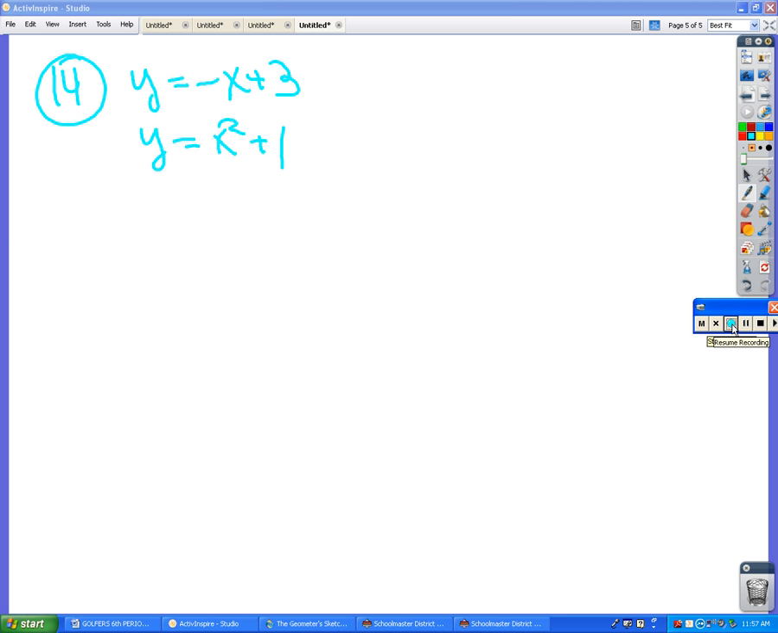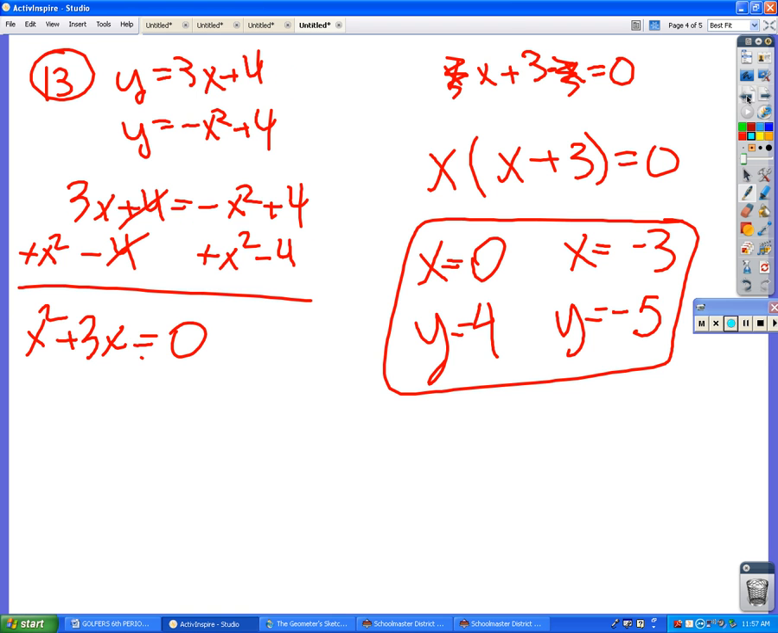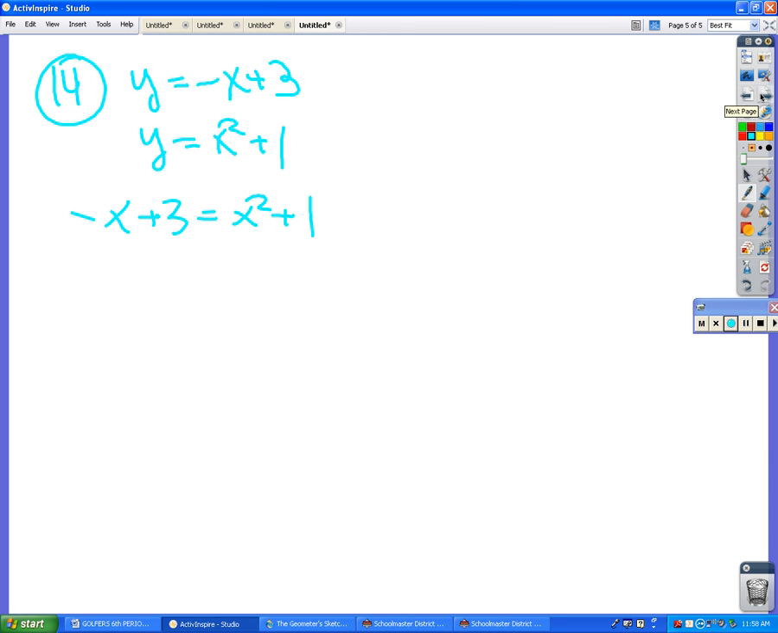Okay, 14. Same deal. First step, I first have to write it out before I start getting things all on one side. Why didn't you do that with the last one? I did. Very first step, I took these two things and I wrote them as equal to each other. Okay? All right, now this one, there's something a little bit different.